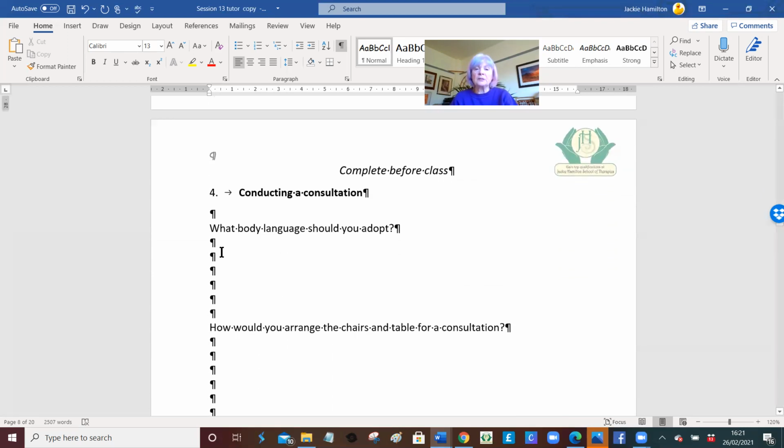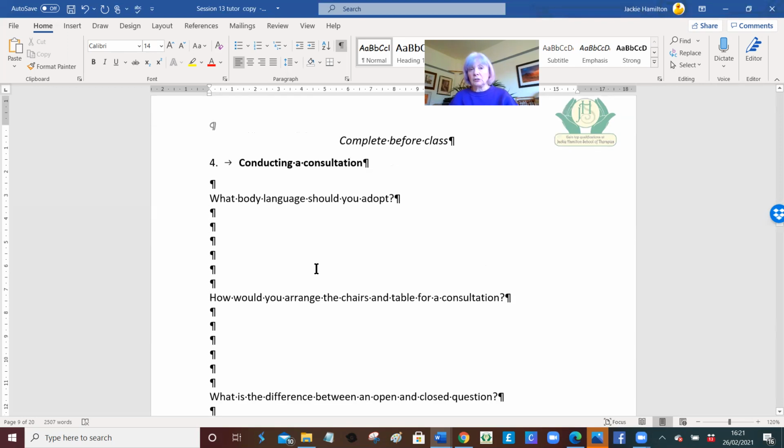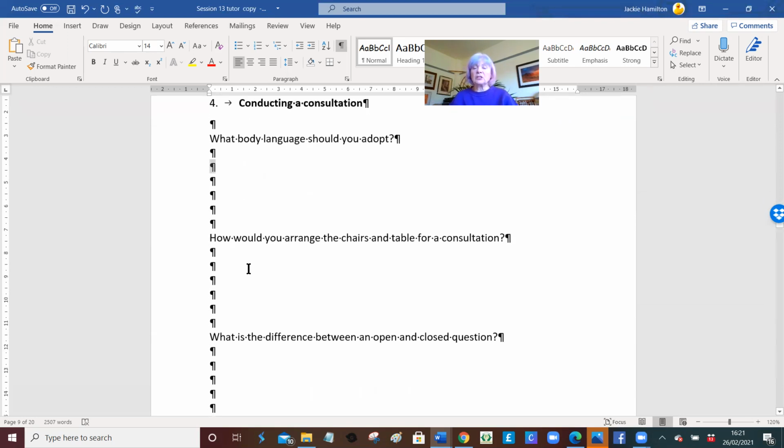So conducting a consultation, complete this before the class, just put in what body language. It would be open, not arms folded, and you wouldn't have slumped shoulders. How would you arrange the table? You wouldn't have it in between the chairs. You could have the table there and the chairs side by side, at right angles, like that. Space for the feet. Somebody once did that and my knees were touching theirs. I thought, well, that's a bit close. A bit odd.